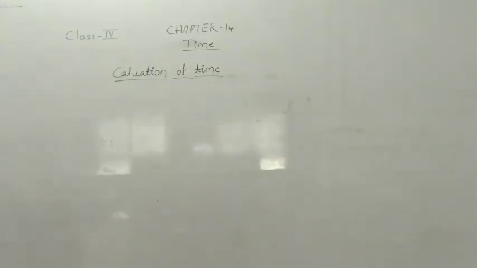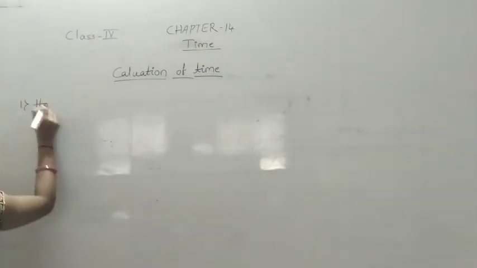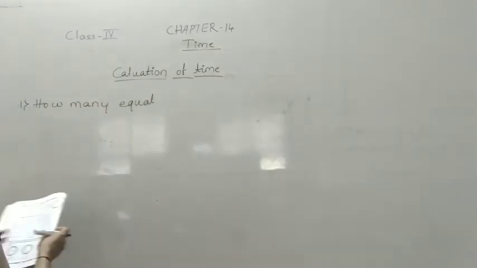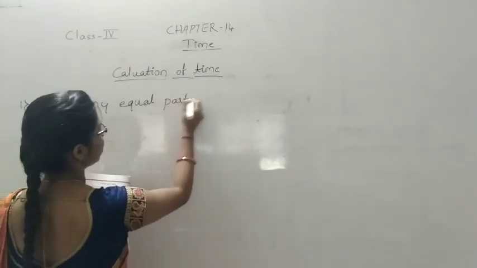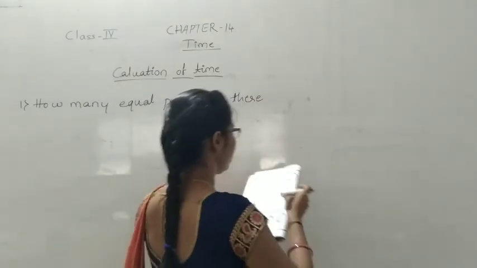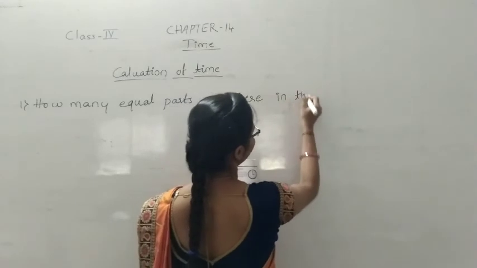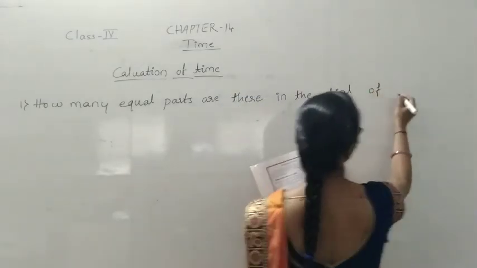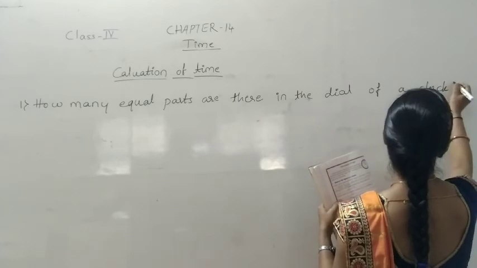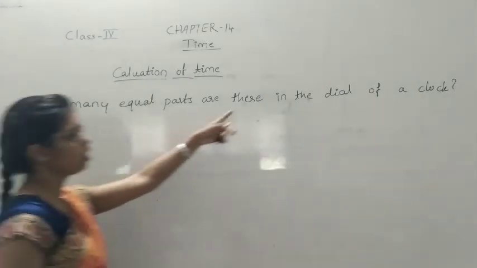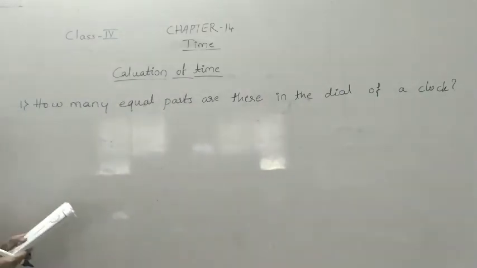See what they have given. The first question is, how many equal parts are there in the dial of a clock? So how many equal parts are there in the dial of a clock?